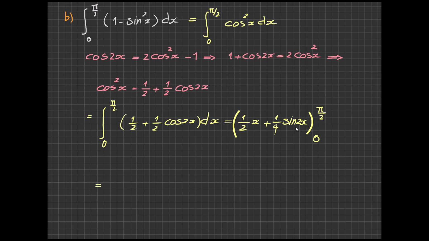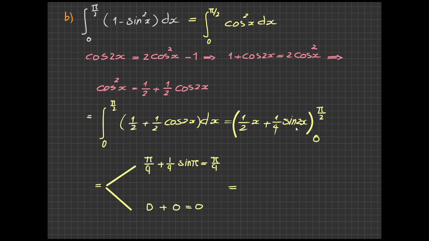And then I have to calculate it from 0 to pi over 2. So I will do it like this. I put pi over 2 there, and it becomes pi over 4 plus 1 over 4 sine pi. But sine pi is 0, so this answer becomes simply this. And when I put in 0, both of them actually become 0.